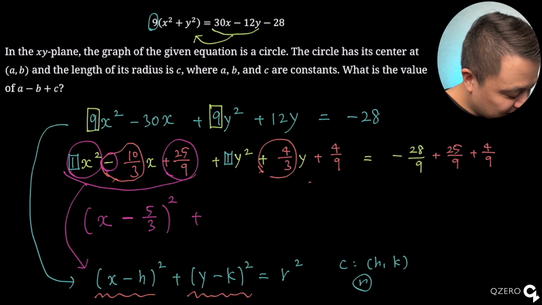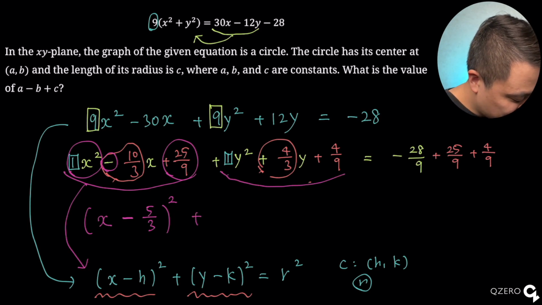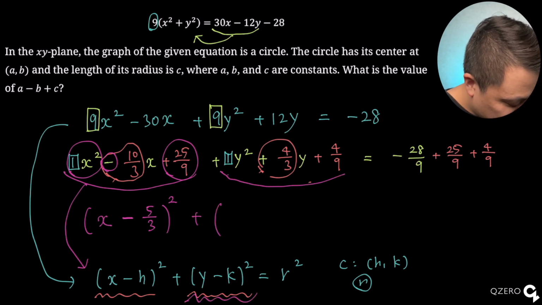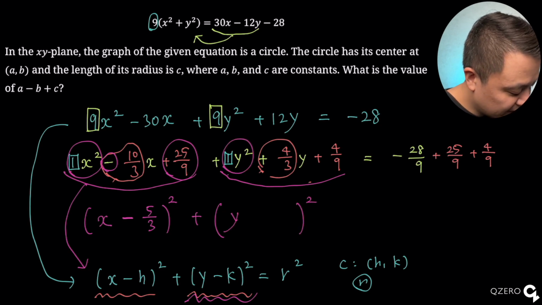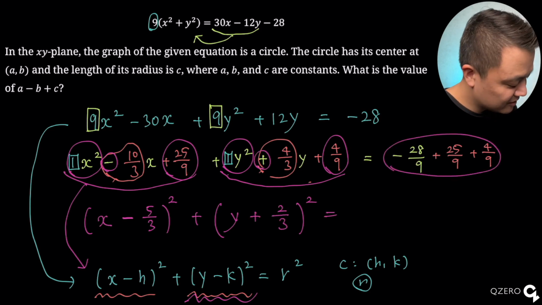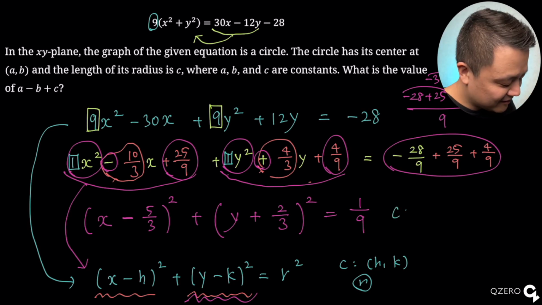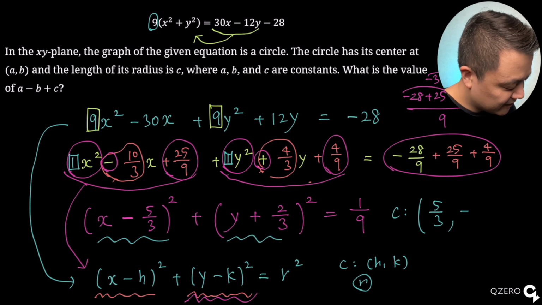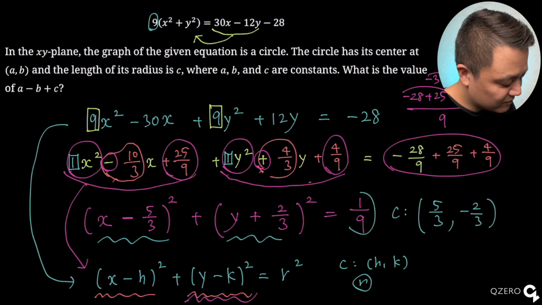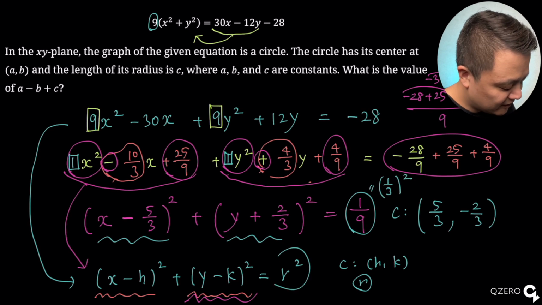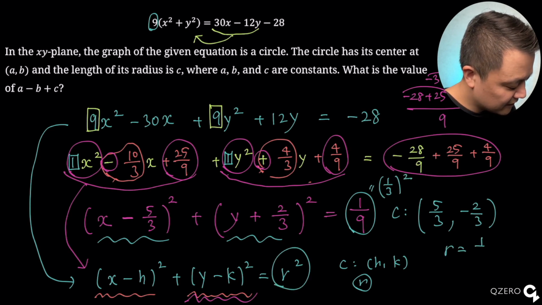Okay, here comes the y terms. These 3 terms will make a perfect square. Parenthesis, squared, y, and since we have 4 over 9, we're supposed to have 2 over 3. Plus sign, plus. Let's simplify this number, 1 over 9. The center is located at 5 over 3, comma, negative 2/3, and since 1 over 9 is equal to 1/3 squared, r squared, its radius is 1/3.